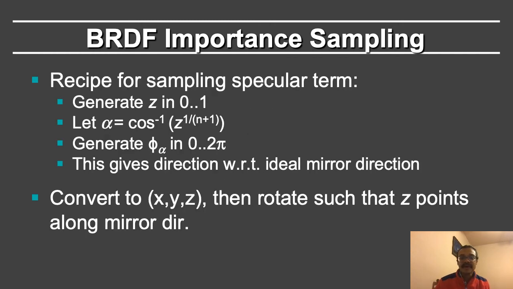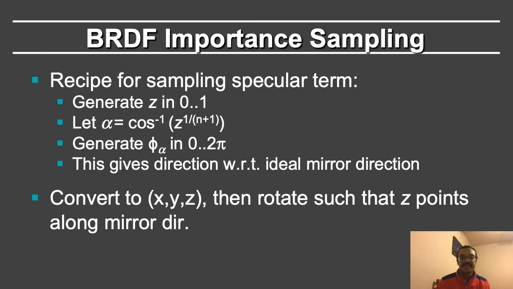Remember that importance sampling doesn't need to be exact, it just needs to capture the main features of the function you're sampling. So here is the recipe for generating the specular term. You again generate your z value in 0 to 1, but because it's now cosine power n, instead of taking z power 1/2 like you did in the Lambertian case, you take z power 1 over n plus 1, where n can be arbitrary, is the Phong shininess.